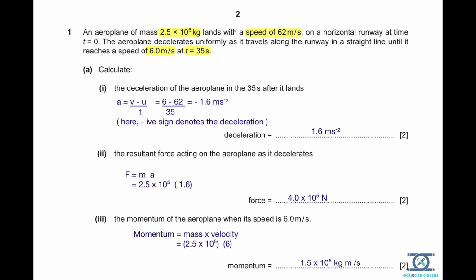Now in the second part, the resultant force acting on the plane as it decelerates. We know the formula for the resultant force, that is mass into acceleration. Mass is already mentioned, acceleration we have calculated in the first part. Just by putting in the values, we get the force as 4.0 × 10^5 Newton. In the third part, the momentum of the aeroplane when its speed is 6 meter per second. We know the formula for momentum, that is mass into velocity. Putting in the values, we get the answer 1.5 × 10^6 kg meter per second.